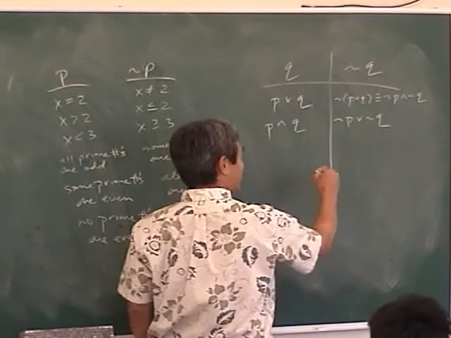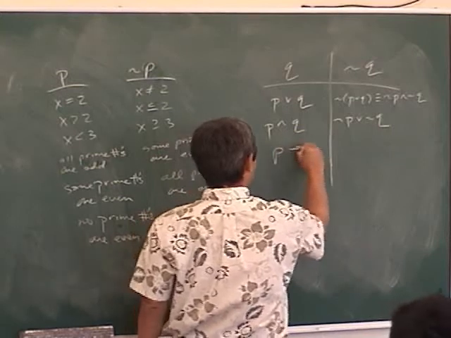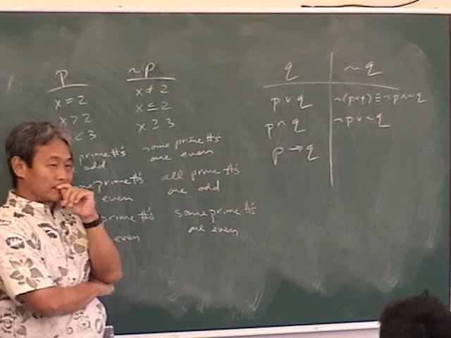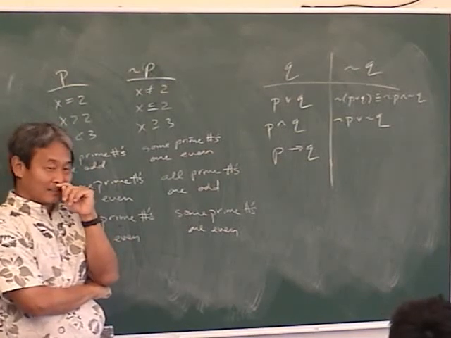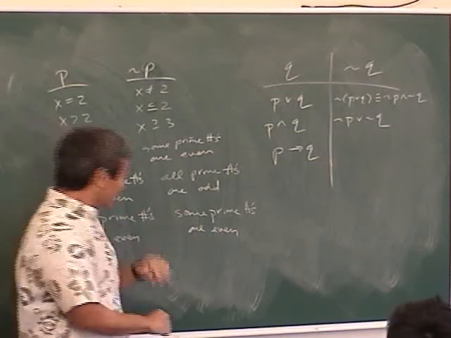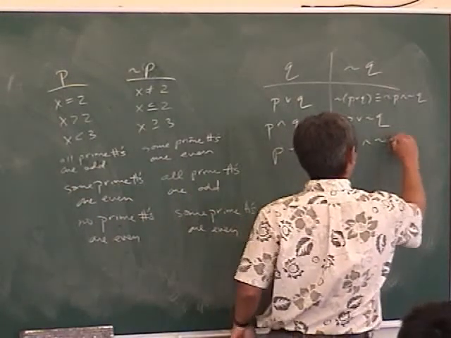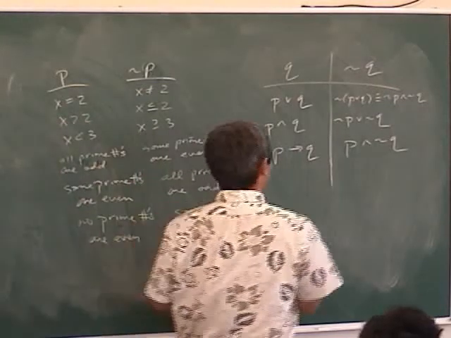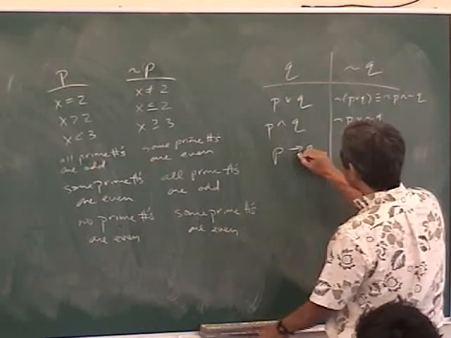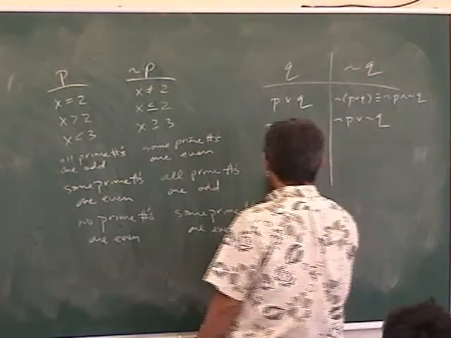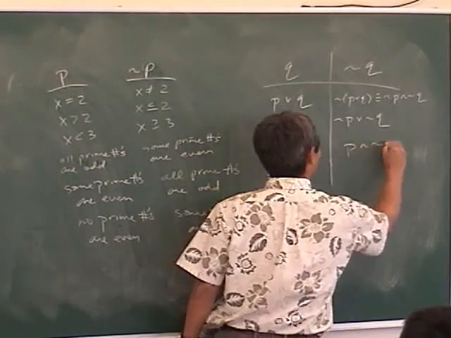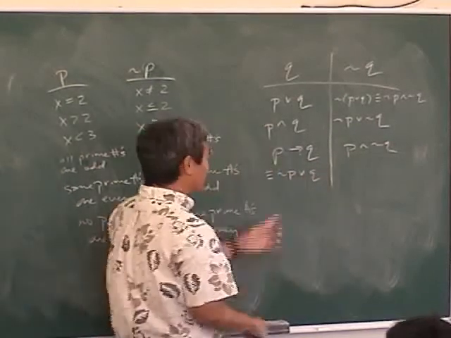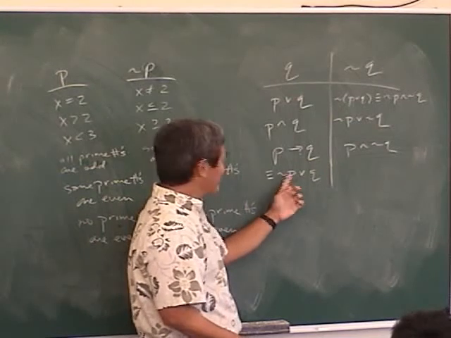Okay, now this is where we separate the sheep from the goats. P implies Q. Not P. P and not Q. What? Here, I'll tell you why. Isn't that equivalent to not P or Q? Remember, you can change a conditional to an OR statement, right? Negate the first, leave the second, and use OR.